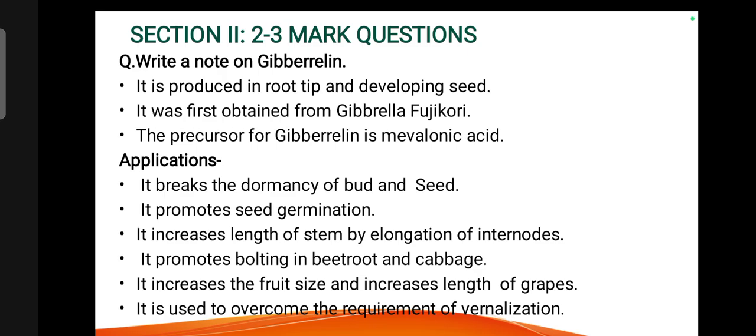Write a note on gibberellin. It is produced in root tip and developing seed. It was first obtained from Gibberella fujikuroi. The precursor for gibberellin is mevalonic acid. The applications are given. It breaks the dormancy of bud and seed. It promotes seed germination. It increases length of stem by elongation of internodes. It promotes bolting in beetroot and cabbage. It increases the fruit size and length of grapes. It is used to overcome the requirement of vernalization.